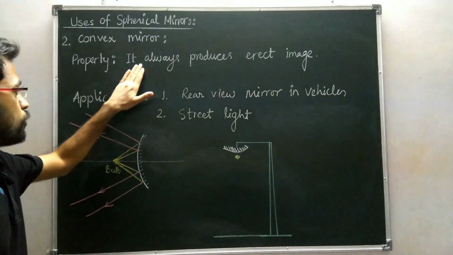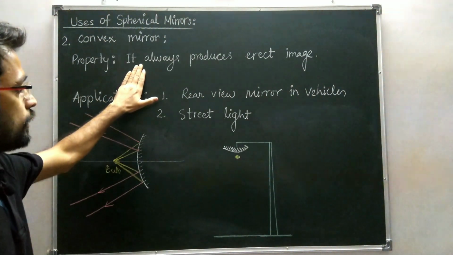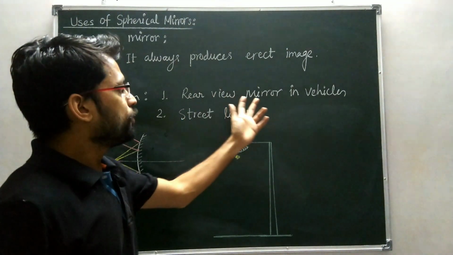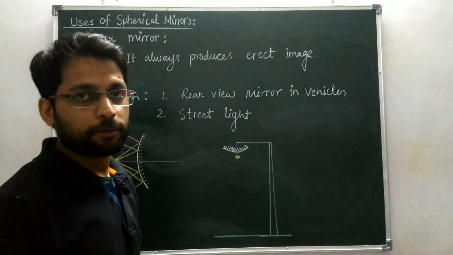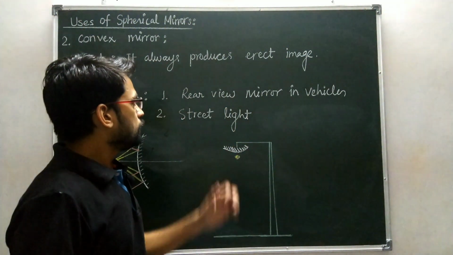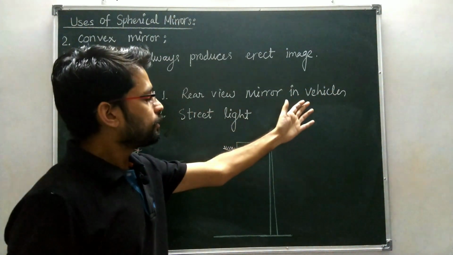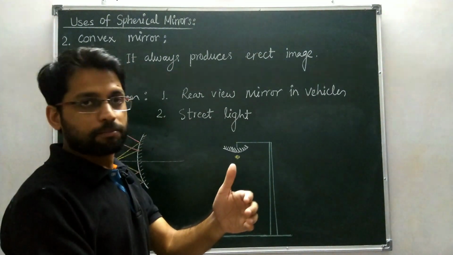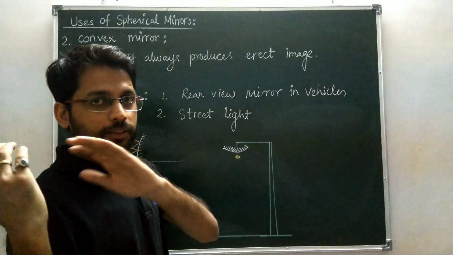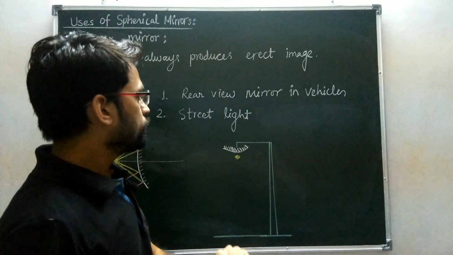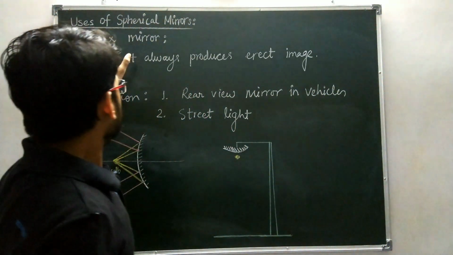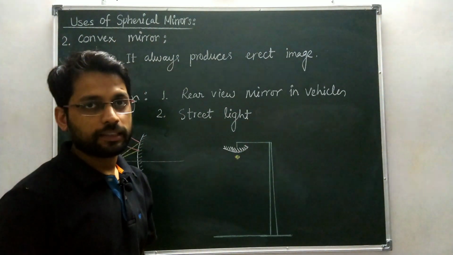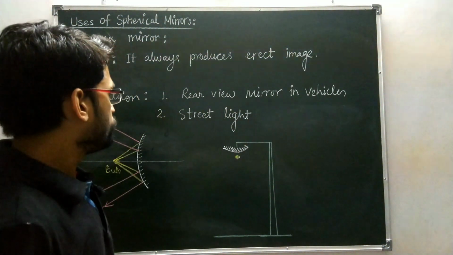We use this property of the convex mirror as a rear view mirror in vehicles. In vehicles, a rear view mirror is provided to see the traffic coming from the back. And we use this convex mirror as a rear view mirror in the vehicles.